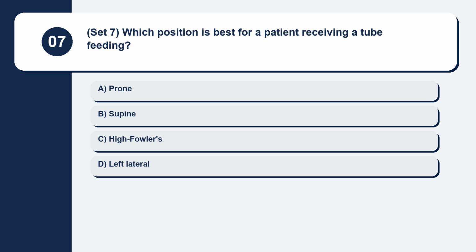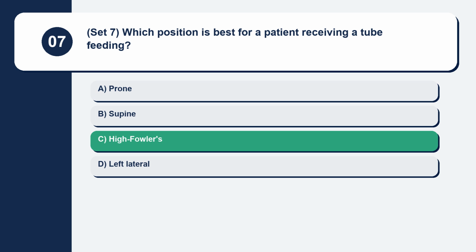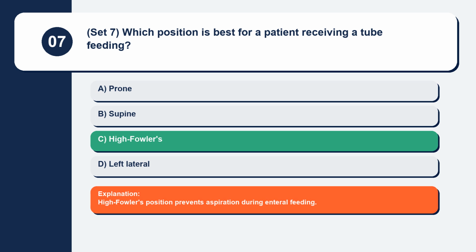Question 7, Set 7. Which position is best for a patient receiving a tube feeding? Prone, supine, high Fowler's, left lateral. High Fowler's position prevents aspiration during enteral feeding.